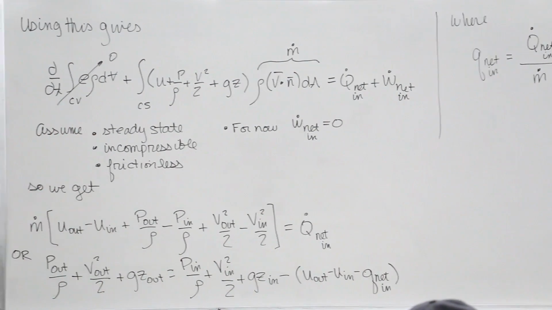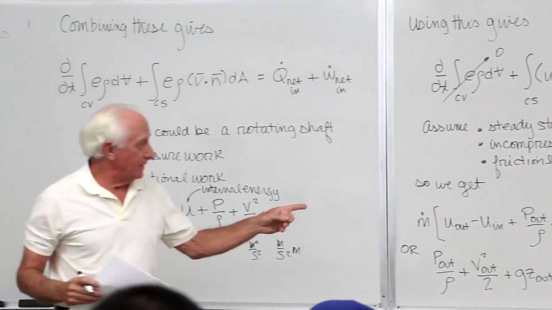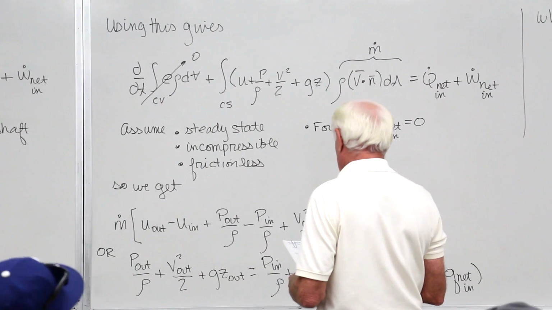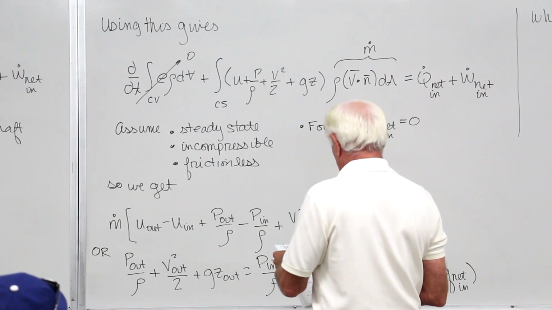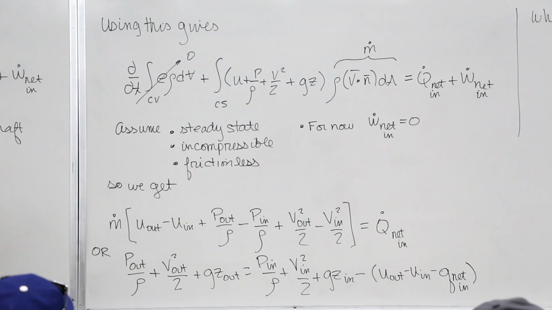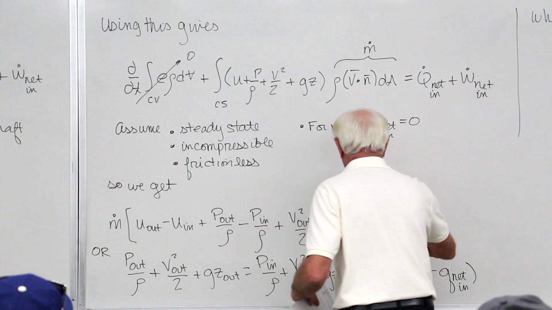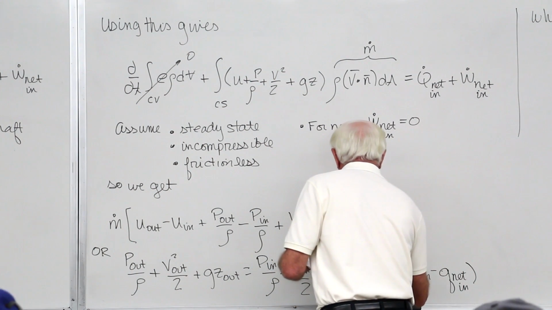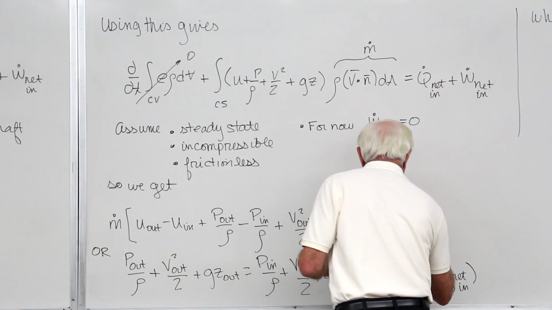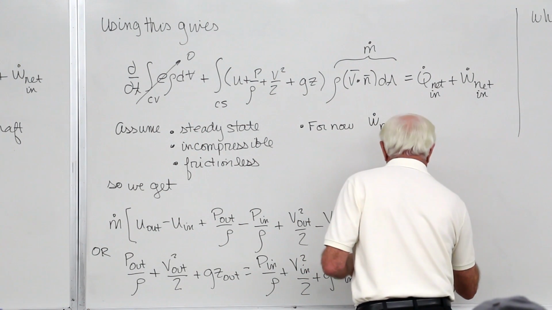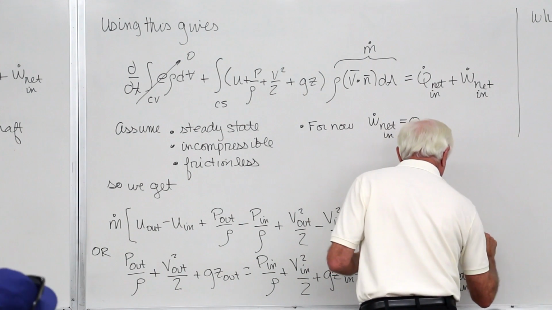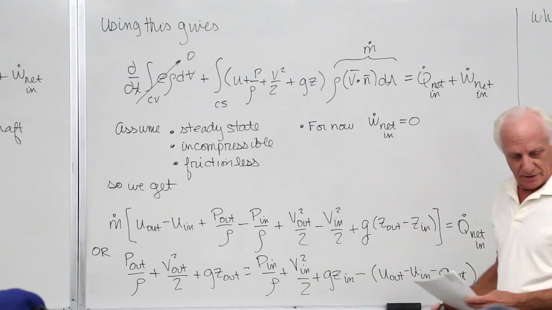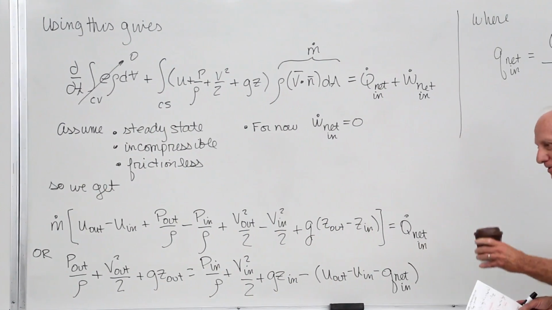Professor, quick question. What happened to GZ in the first equation? Was there a GZ in there? I've got my U's, my P's, my V's, no G's in there. Thank you. I need my Z's in there. The elevation can change. So we got our plus Z out minus Z in, and that whole thing is equal to Q dot net in. Okay, we're getting there.